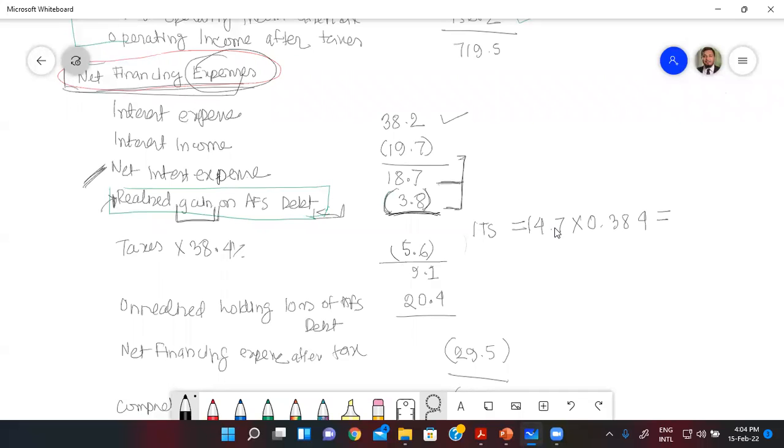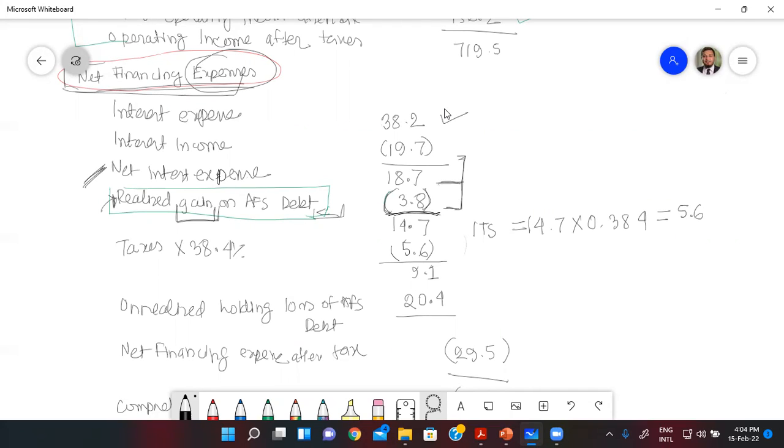If it is a positive amount, I mean the net interest expense after adjusting for the realized gain on the available for sale debt, should we achieve tax benefit or tax gain, tax burden? Let me check your responses. Tax benefit, thanks. So that amount is 5.6.